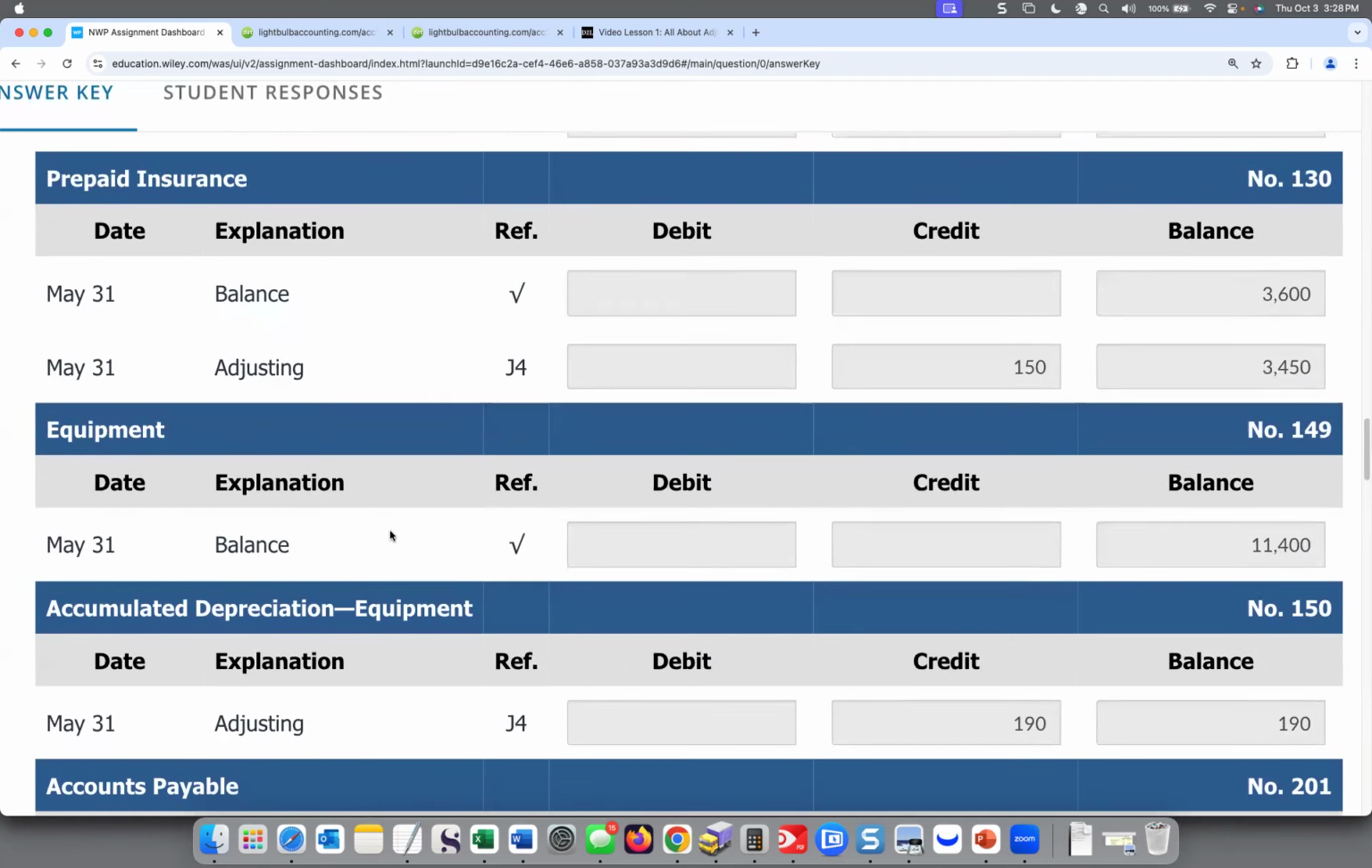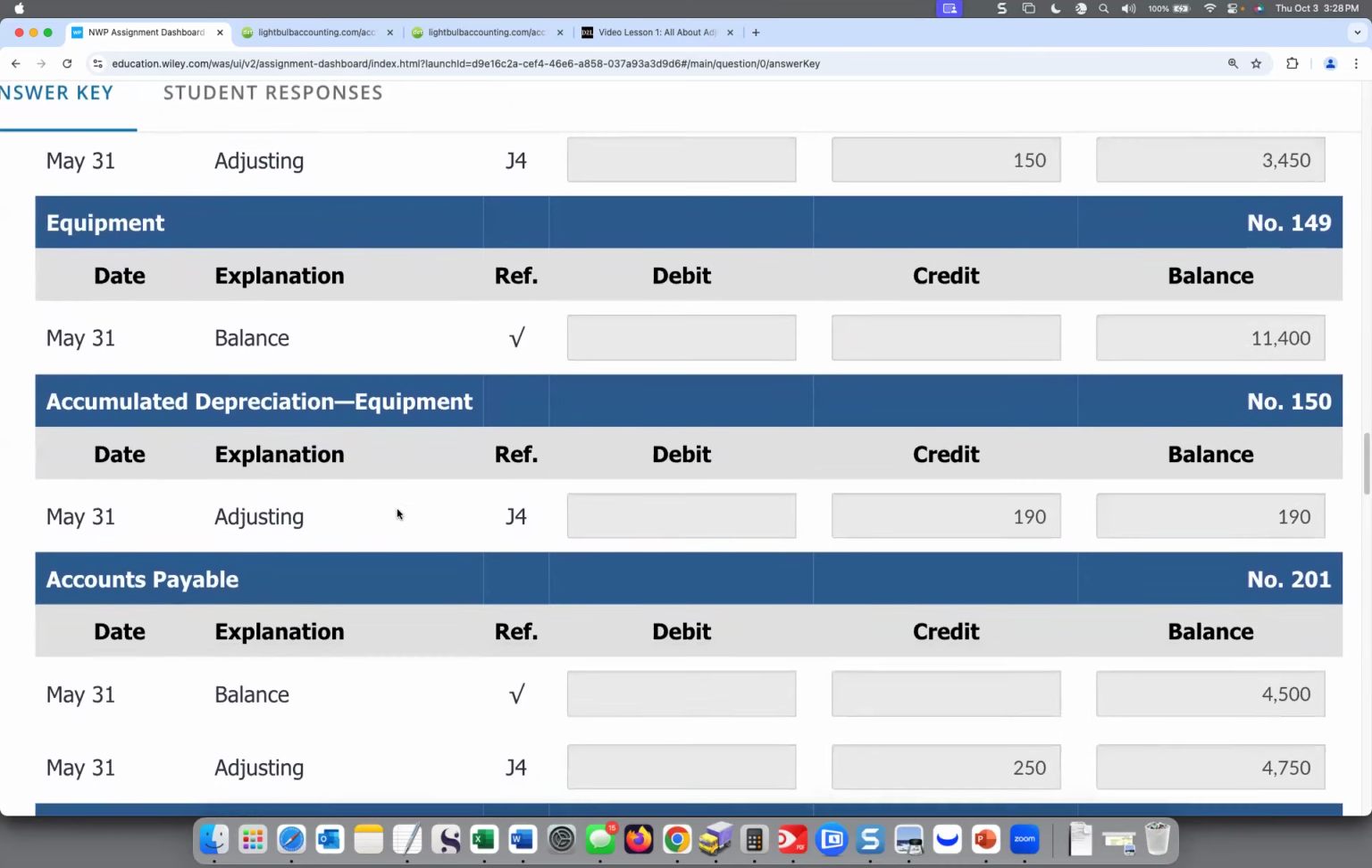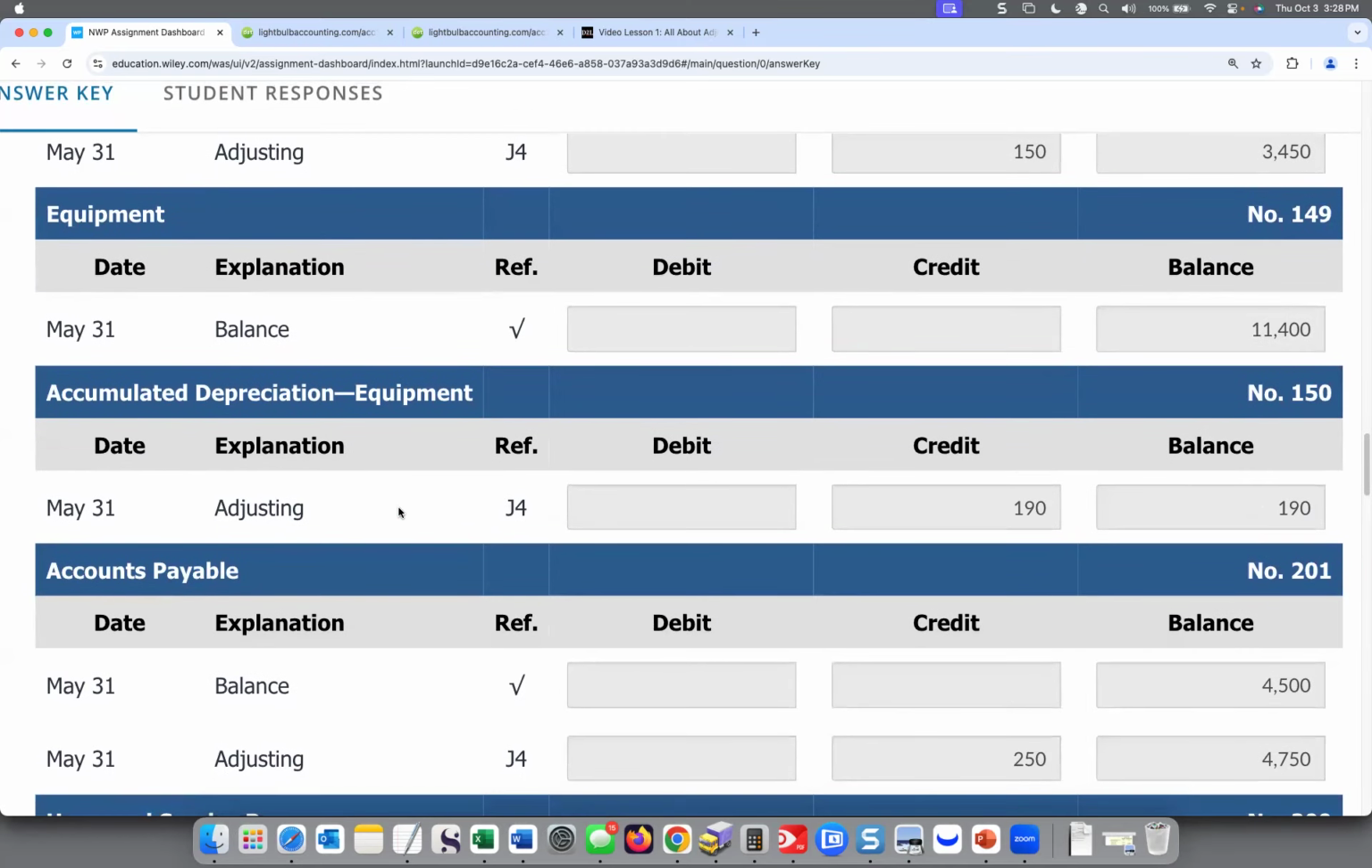Equipment was just a balance pulled down. Nothing really happened with that. Accumulated depreciation didn't have a beginning balance because it wasn't on the books for the trial balance, but now it picks up a balance from the adjusting entries. So this is a contra asset, and it has a normal credit balance. So credits increase this account, debits decrease it. And we go ahead and put the 190 updated balance.